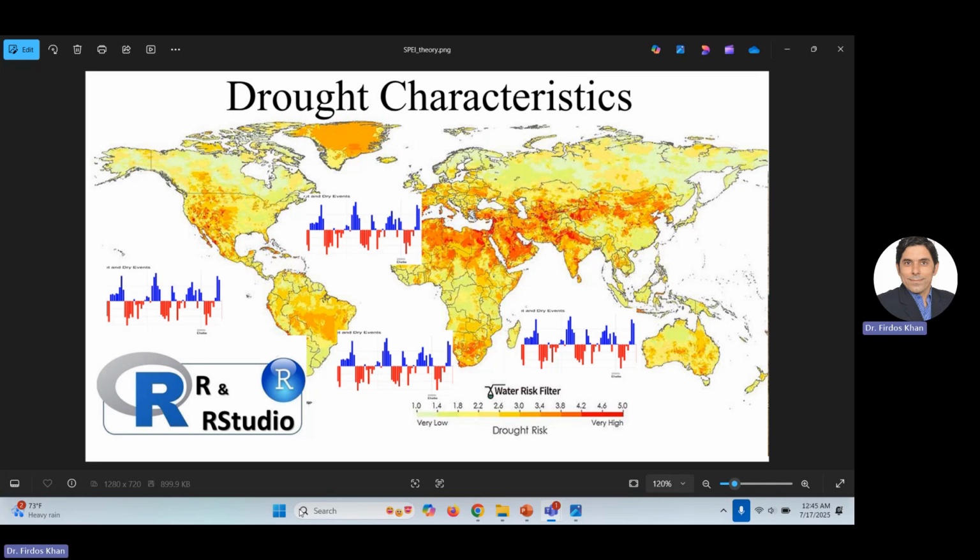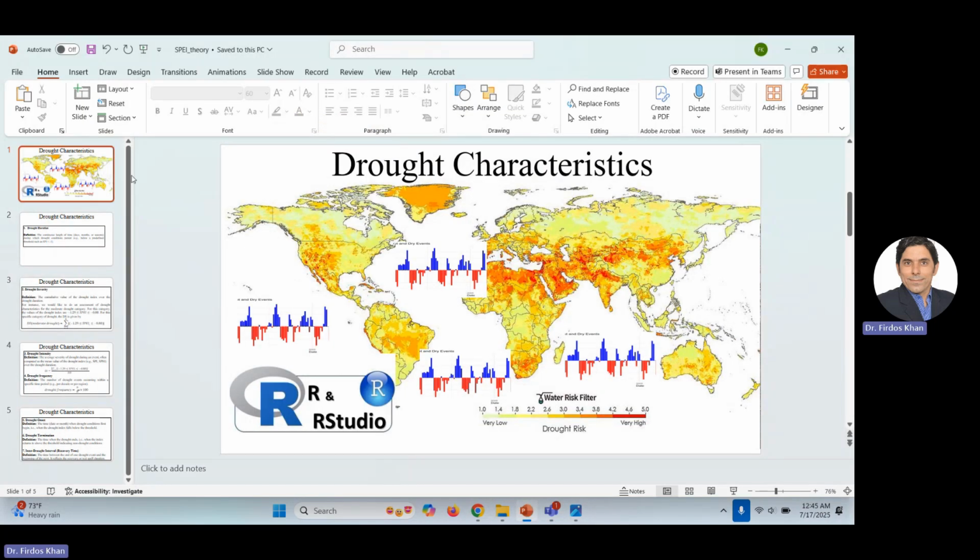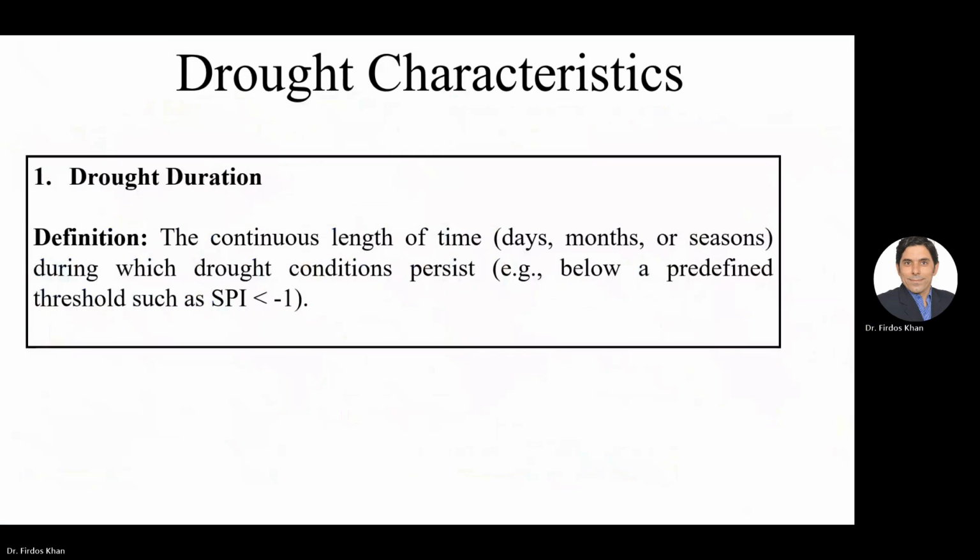Today's video is about the drought characteristic, and we will discuss the definitions of drought characteristic, different drought characteristic. And in the next video, we will quantify these drought characteristic from drought index, which we have calculated in the previous video. So let's start about drought characteristic. That's what are drought characteristic and how we can define. Okay, so let's start from here. Okay, so the first one is drought duration.